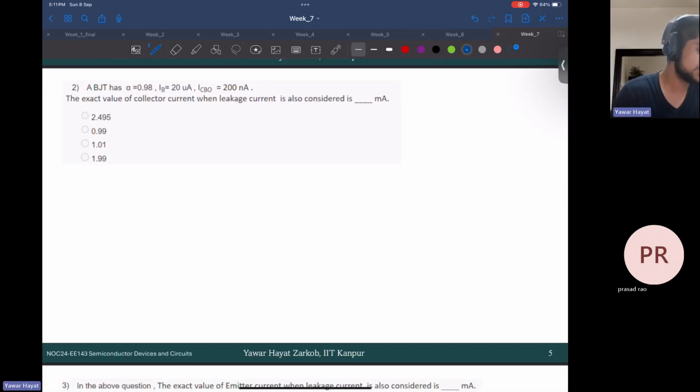In this one, the BJT has alpha equal to 0.98, the base current of 20 microamps, and ICBO of 200 nanoamps. You need to compute the exact value of the collector current when the leakage current is also considered. Fine. Compute the exact value of the collector current. Please attempt this one as it is a simple one. I'll wait for, I guess, 2 to 3 minutes. Please answer in the chat meanwhile.